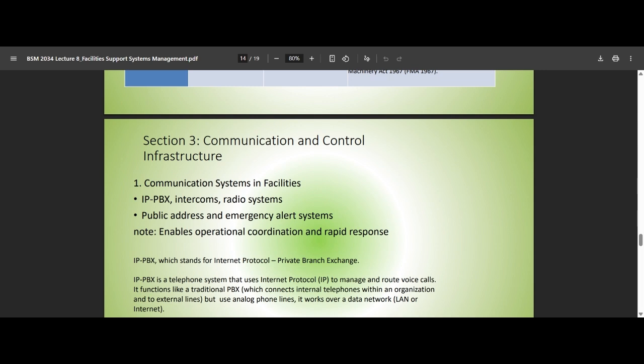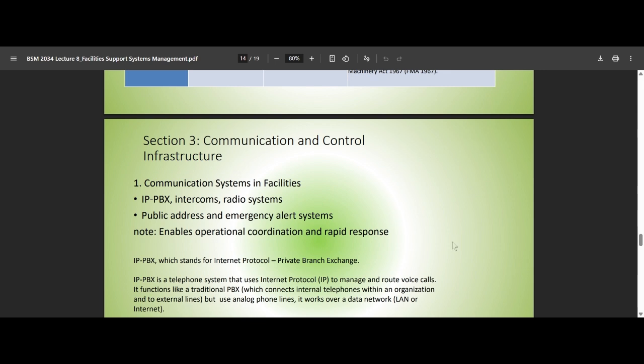Okay, in section 3, we will talk about communication and control infrastructure, basically telephones. How do we communicate? You will come across IP PBX, intercoms, radio systems. It's about how you communicate in public, in a facility. That means throughout, not to a specific person, for your entire organization. It enables operational coordination and rapid response.